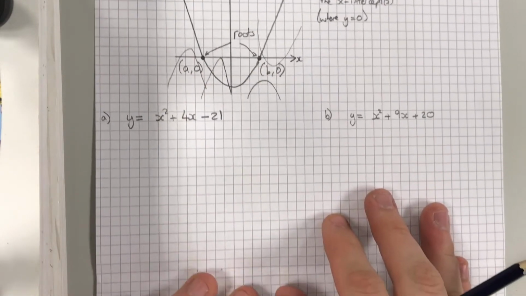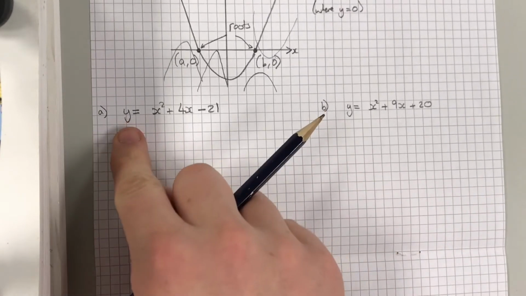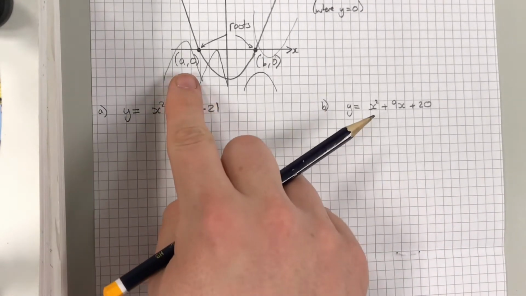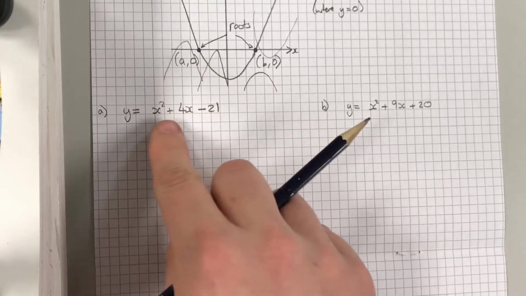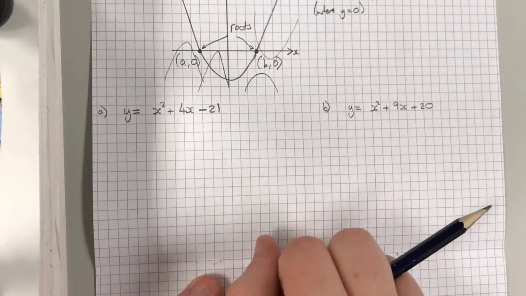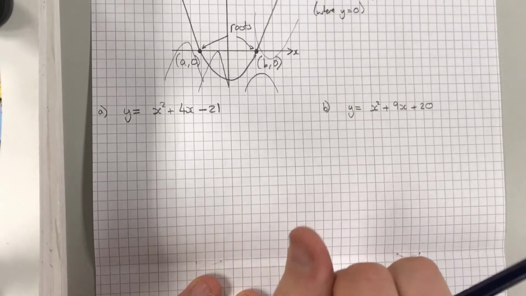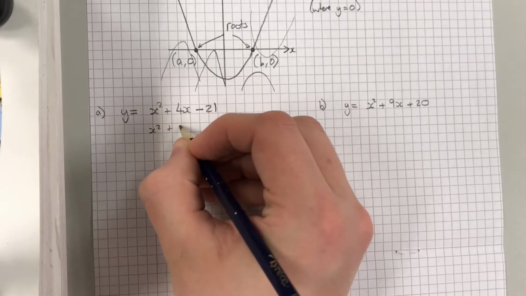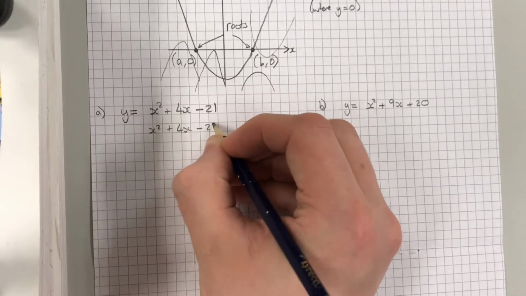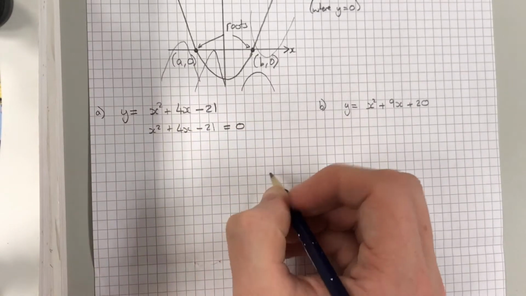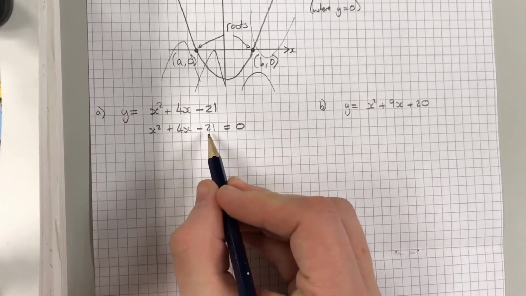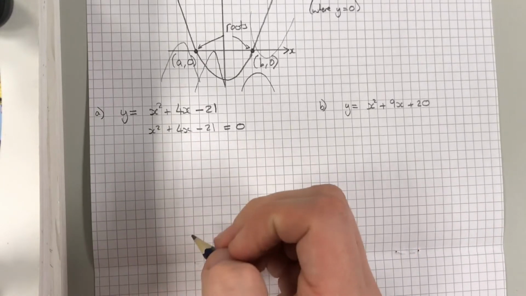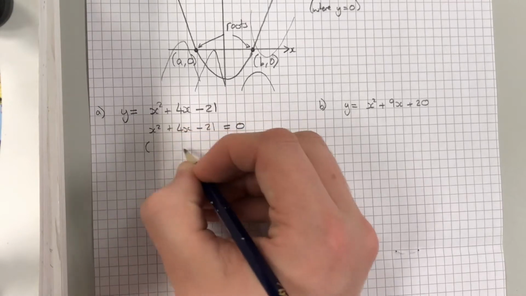Now to do this, all we're going to do to begin with is set y equals 0, because that's what our y coordinate has to be, and then we're going to factorize our two expressions here. There are two different graphs. So we've got x squared plus 4x minus 21 equals 0. Now, there are no common factors, and there are 3 terms, which means we have to factorize using our trinomial method. So we need 2 pairs of brackets.